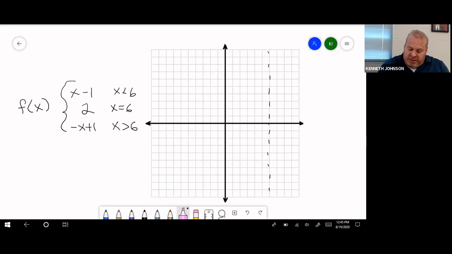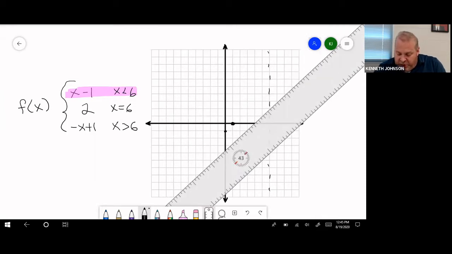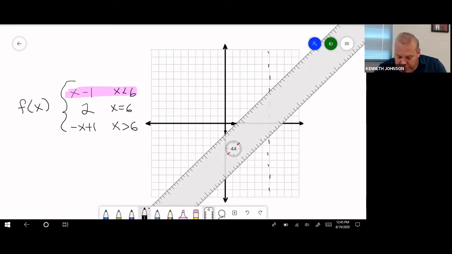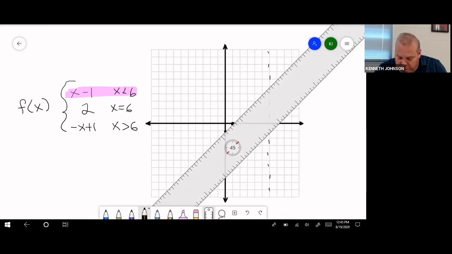So I'm going to start by graphing this first function. So that's slope-intercept form. My intercept is at -1. My slope is 1, so I go up 1 over 1. And then I take my handy-dandy ruler here and put it in place. And I go ahead and draw my line. And I'm going to stop just before I get to 6.